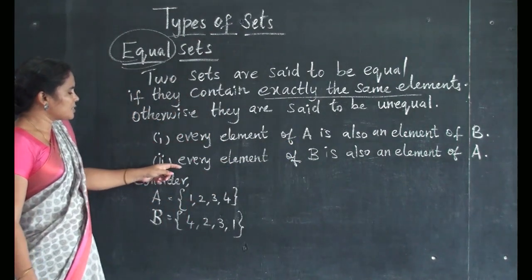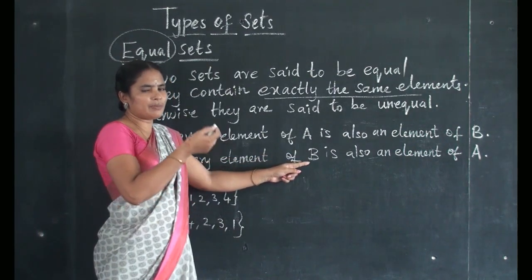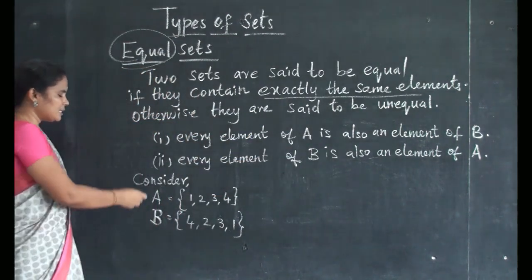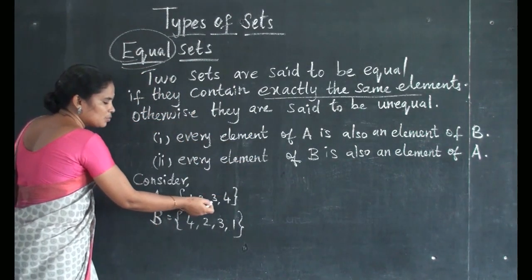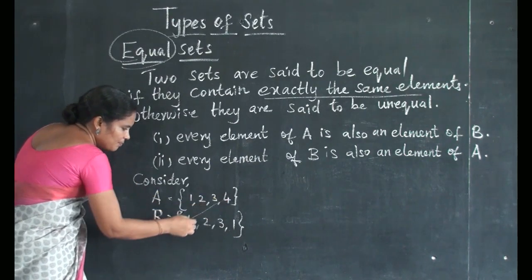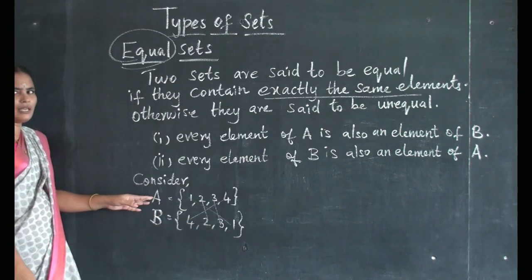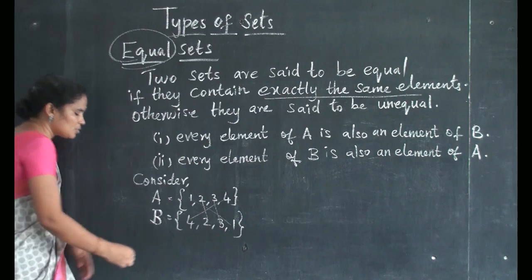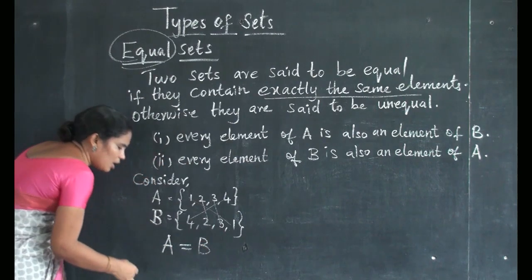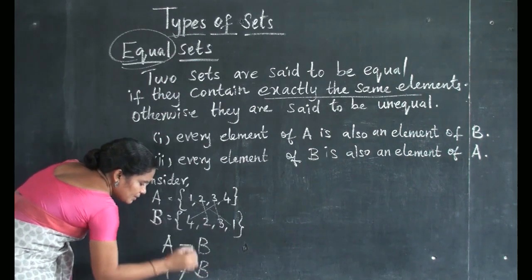And the second condition is every element of B is also an element of A. Whatever is present in B, the same element must be present in A also. Consider A = {1, 2, 3, 4} and B = {4, 2, 3, 1}. All the elements present in A are also present in B. So we write A = B. If it is not equal, we write A ≠ B.